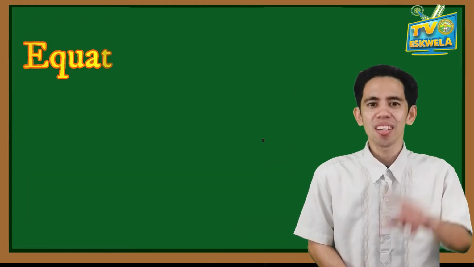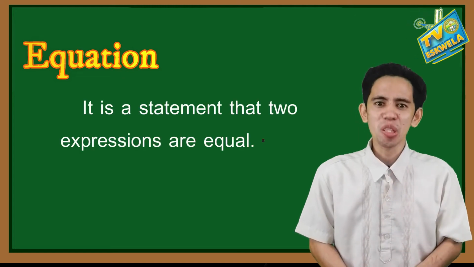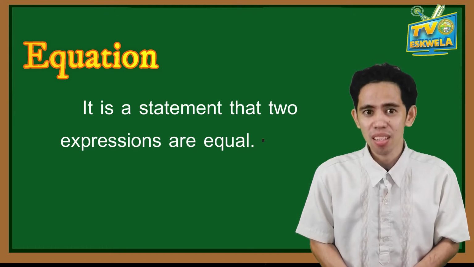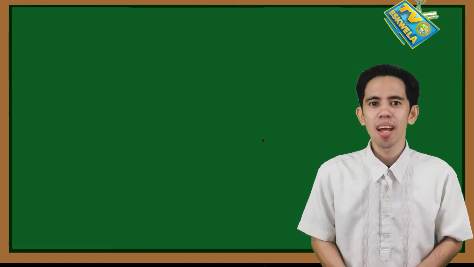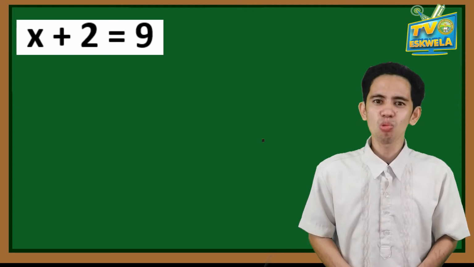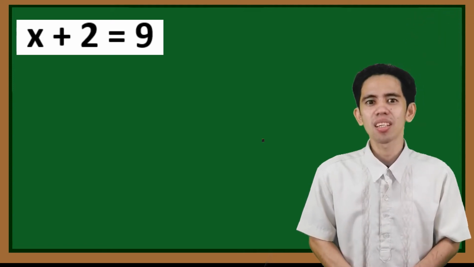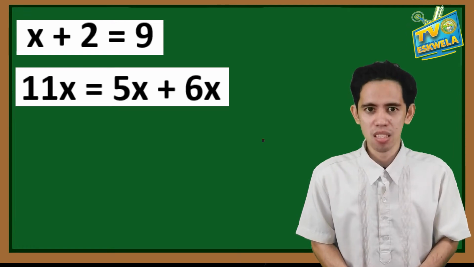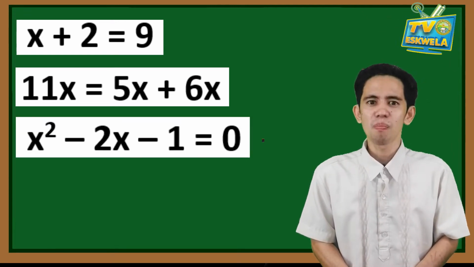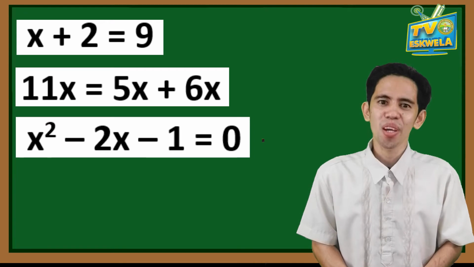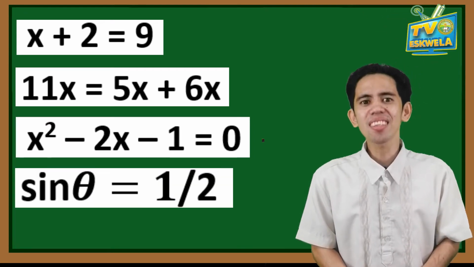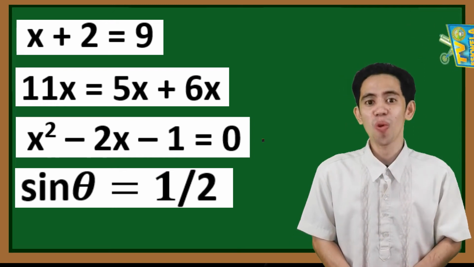While an equation is a statement that two expressions are equal. Examples: x plus 2 is equal to 9. 11x is equal to 5x plus 6x. x squared minus 2x minus 1 is equal to 0. And sine theta is equal to 1/2.